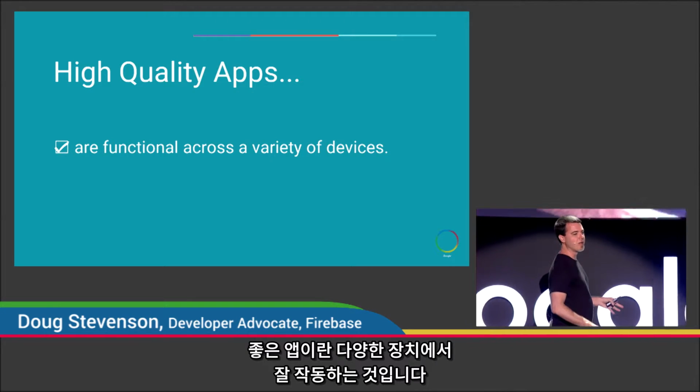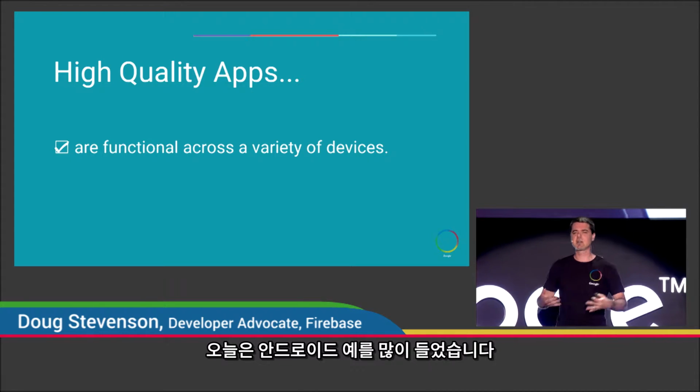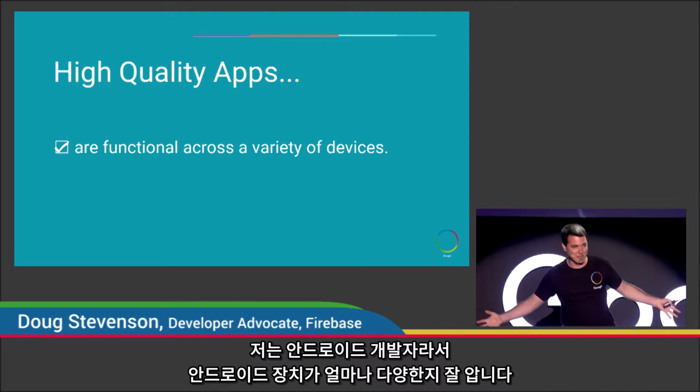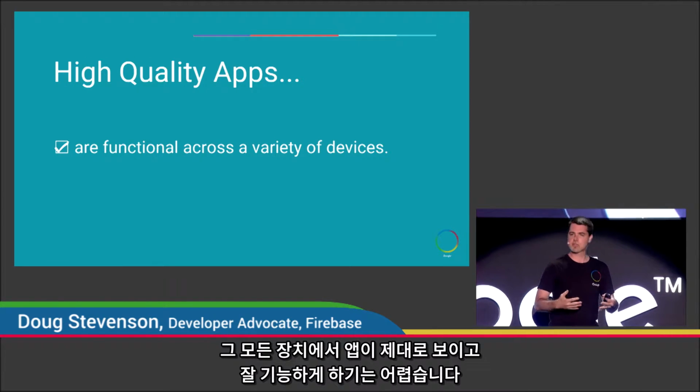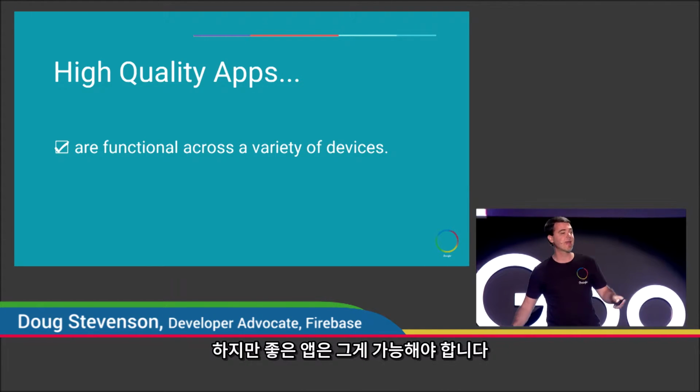Now, I think high-quality apps are functional across a variety of devices. And I've talked a lot about Android today. I'm an Android developer, and I know that there are thousands of Android devices out there. It can be kind of difficult to make sure your app looks good and performs well on all of them. But I think high-quality apps can make that happen.